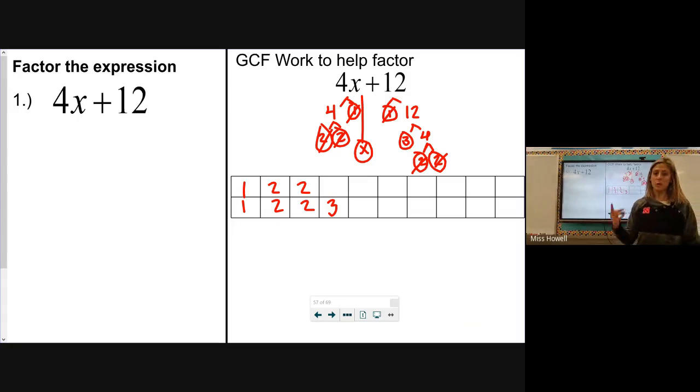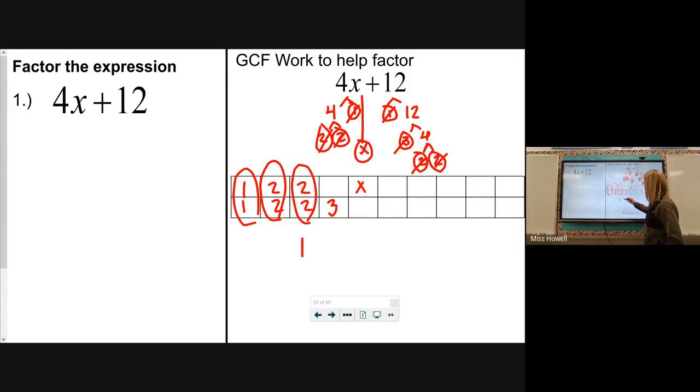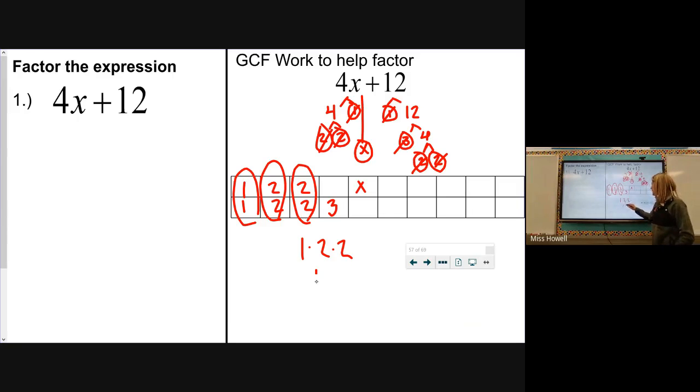Please don't put the x above it. It doesn't work. Put your x in a new column, and the bottom one stays blank. All right, so GCF says this: any column that's full, I have to multiply to get the greatest common factor. So 1, 2, and 2, right? 1 times 2 times 2 gives us a GCF of 4.